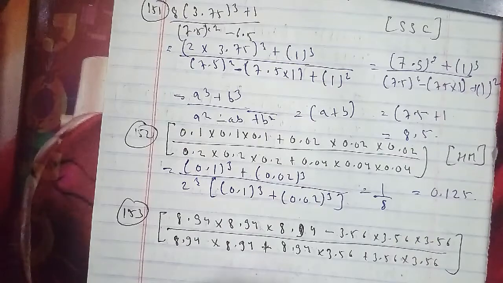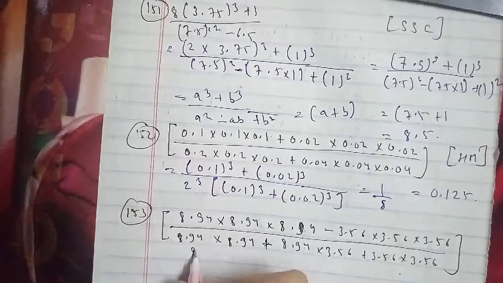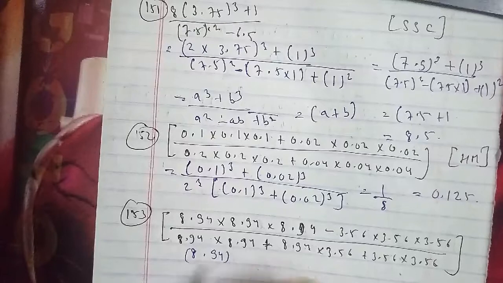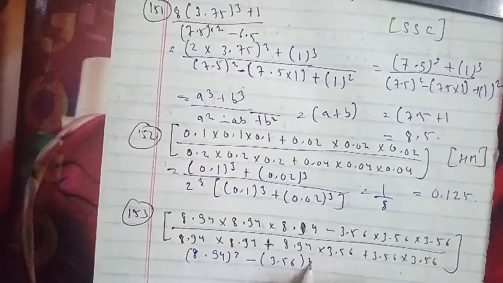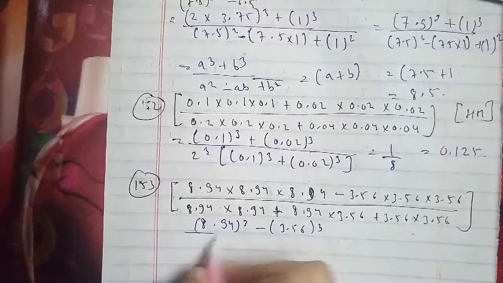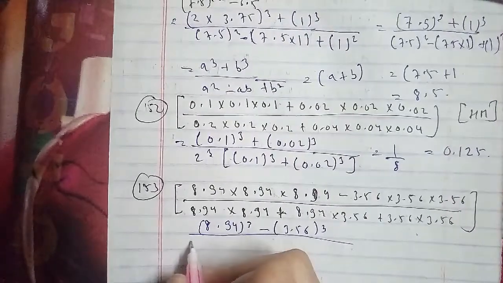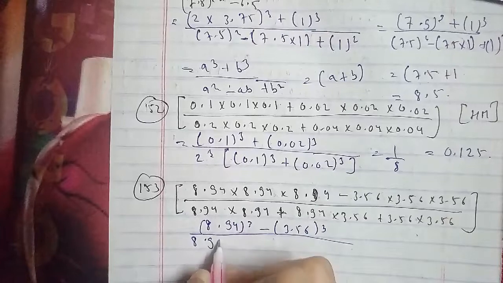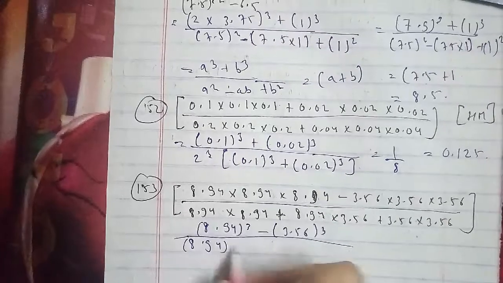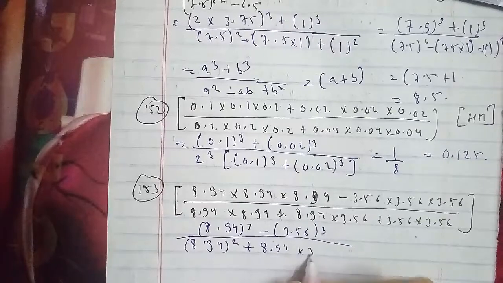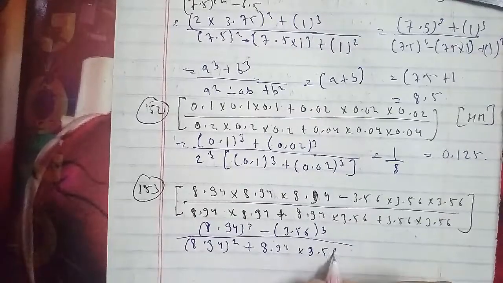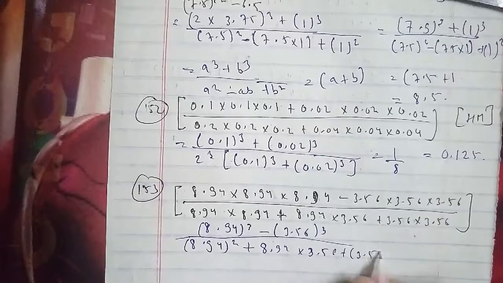That is 8.94 cube minus 3.56 cube upon 8.94 square plus 8.94 into 3.56 plus 3.56 square.